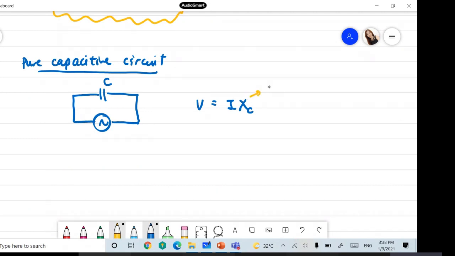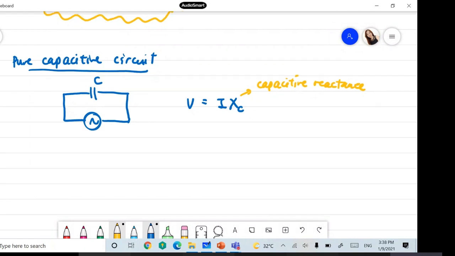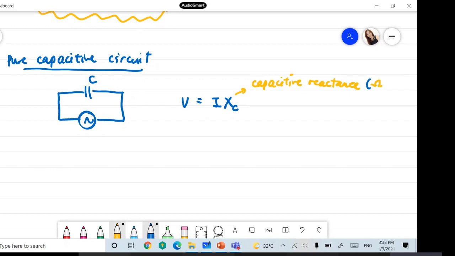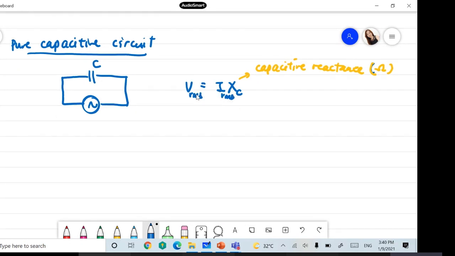So this XC, we call capacitive reactance, which is similar to resistance but more complicated than resistance, because the value of the capacitive reactance depends on the frequency. The unit for capacitive reactance is the ohm. I apply Ohm's law, where the V here refers to V RMS and here is also I RMS. Capacitive reactance varies with frequency, where XC is equal to 1 over 2 pi f C.